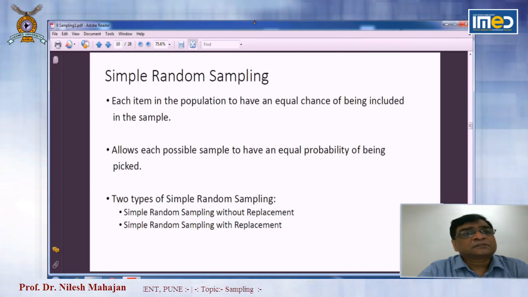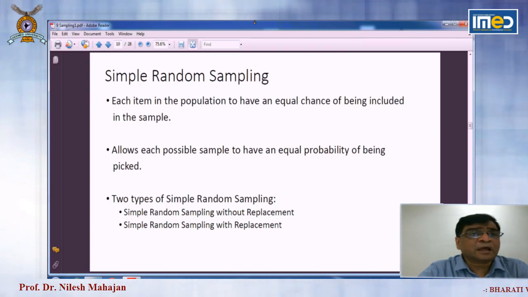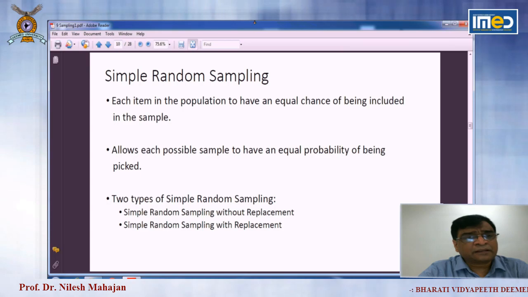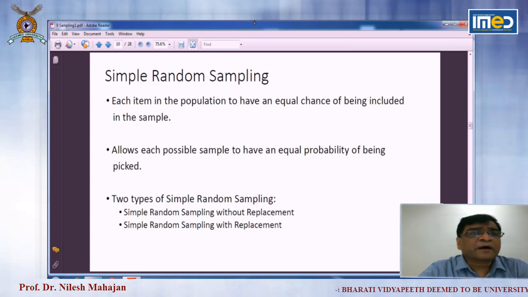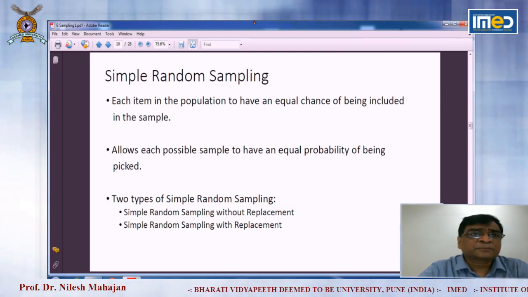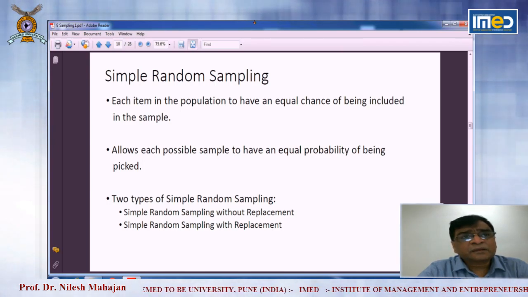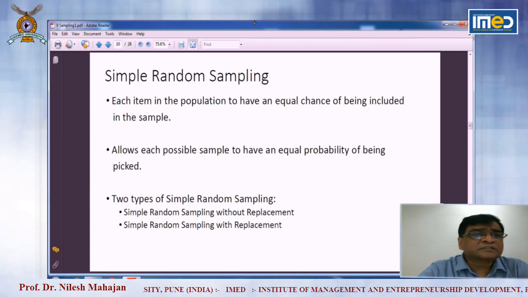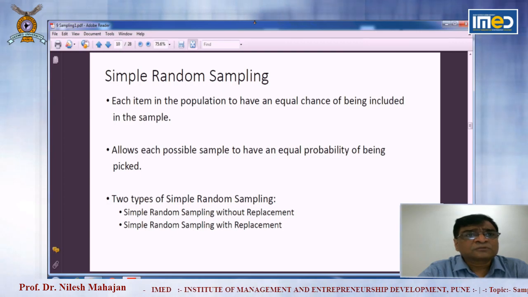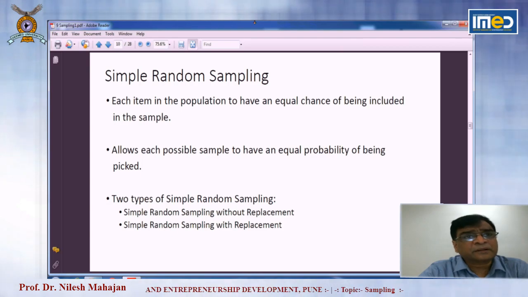So simple random sampling is divided in two parts. The first is simple random sampling without replacement and second is simple random sampling with replacement. Here I am giving one example. Suppose a bag is there and there are 5 balls in this bag, 3 balls are white and 2 balls are red, and suppose I draw one ball. A red ball is coming, so I do not replace this ball and again I draw the second ball. So this is without replacement, and if I put this ball back in the bag, this is the replacement.